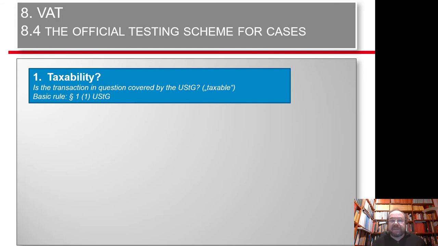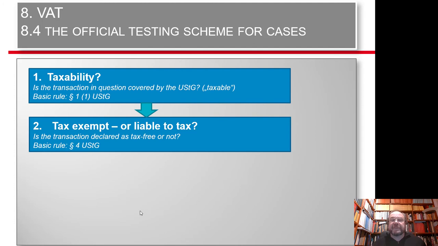Falling down from a tree, is it a taxable event? And the answer is no. That's no potential VAT event, so you can stop any testing there. If it comes out it could be a VAT event, then you have to check afterwards, is there an exemption from VAT or is it liable to tax? The basic rule there is, if something is taxable, it will always be charged with VAT. It will be liable to tax, apart from the cases which are declared explicitly as tax exempt.